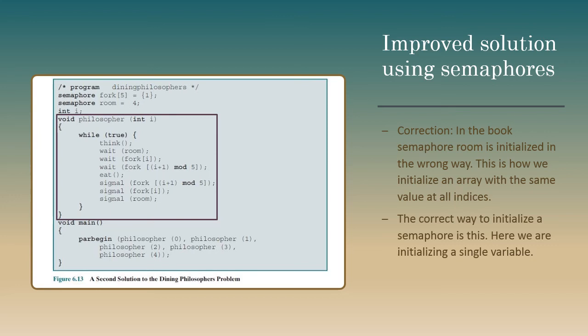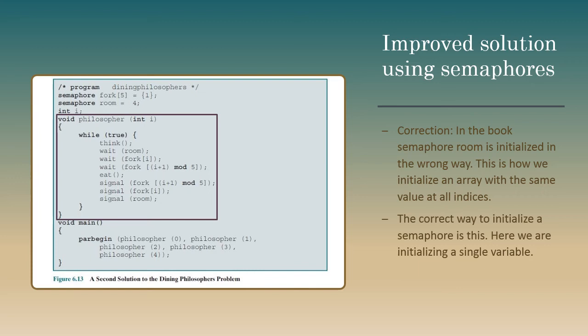If it can move past the semaphore, then it goes and seats itself on the dining table in its chair and waits on the first fork or fork I. If it gets the first fork, then it waits for the second fork, fork I plus 1 mod 5. If it gets the second fork, then it starts eating. It can eat as long as it likes. When it is done eating, it puts down the second fork first. So it signals fork I plus 1 mod 5. Then it puts down the first fork it took up. So it signals fork I.